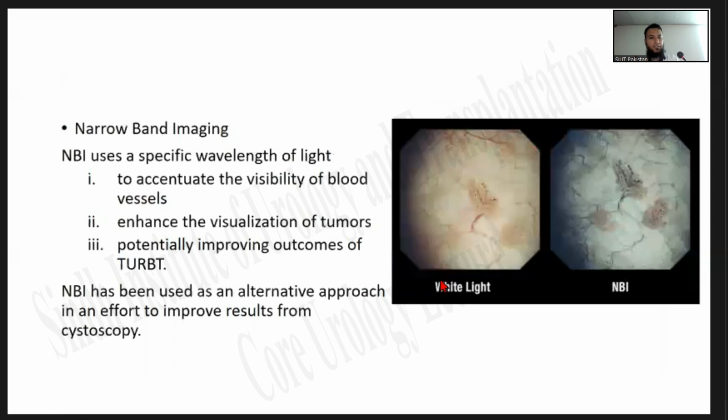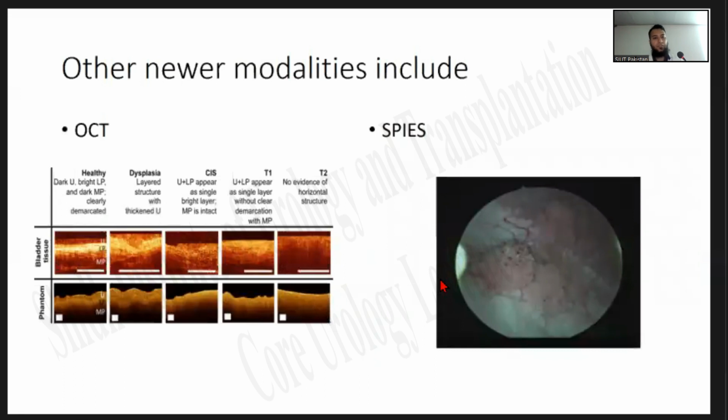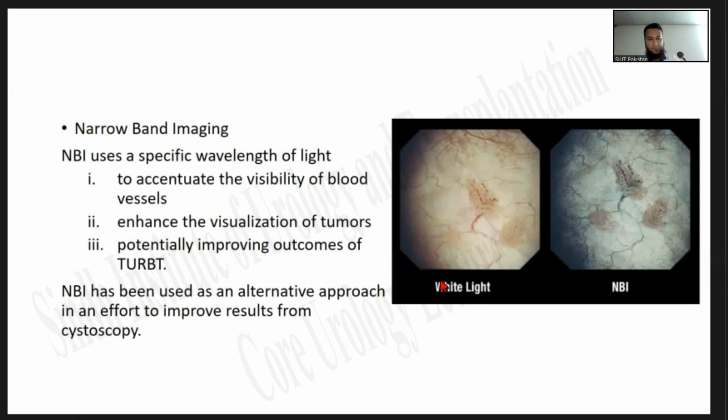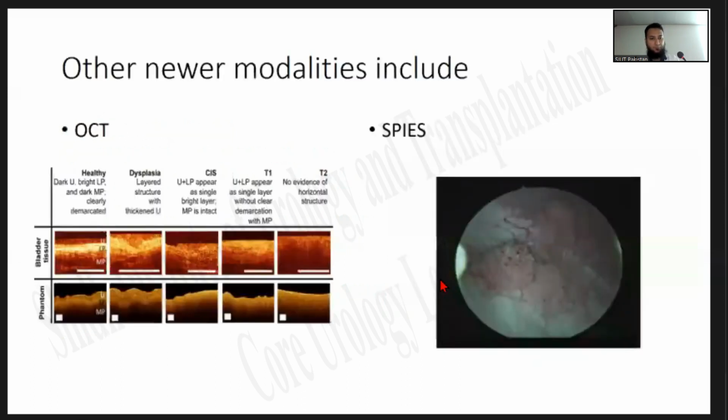The other is the narrow band technique, which is more accurate for visibility of the bladder vessels and enhances the visualization of the tumor, potentially improving the outcome of the TURBT. Narrow band has been used as an alternative approach in an effort to improve the result of cystoscopy. Deep blue light or ultraviolet lights are not available with the flexible cystoscope, so that is one of the limitations of flexible.